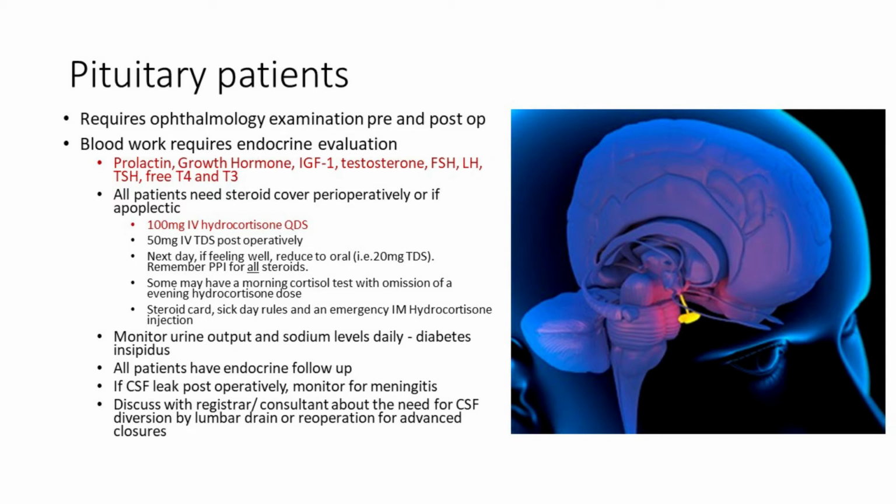And also they should have a full workup before. So most, the pituitary screen is prolactin, growth hormone, IGF-1, testosterone if they're male, FSH, LH, TSH, and then the free T4 and T3. They need a full set of all the thyroid ones, not just TSH, for pituitary patients particularly. Yeah. And you'd work closely with the endocrinology team here. Usually you'd have endocrinology advice. So if it's an elective patient, they've already been worked up.